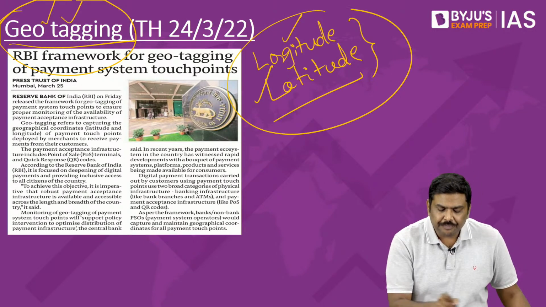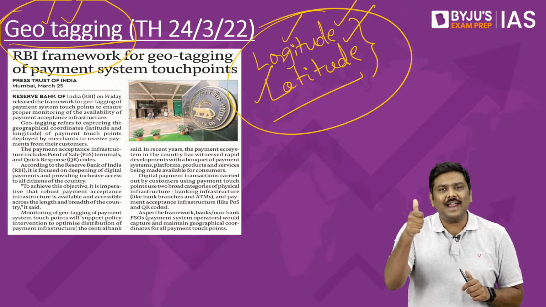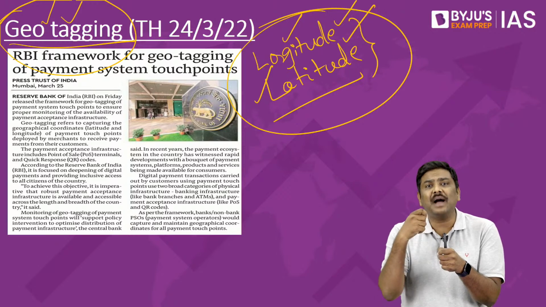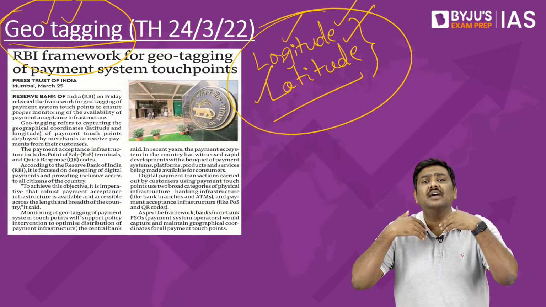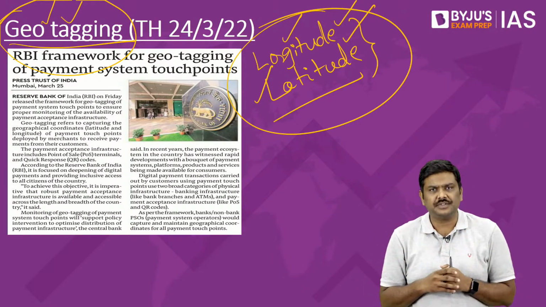As already mentioned, geo-tagging simply refers to providing the information of latitude and longitude of a machine which is being used by the server, or the person who is going to provide a digital transaction service to you. So what do you mean by all of this?